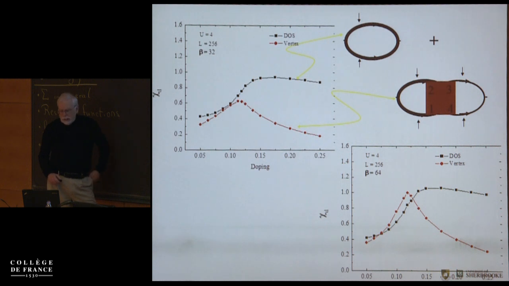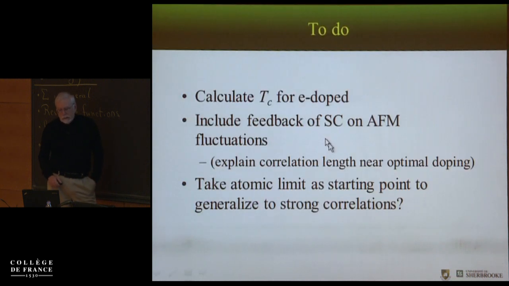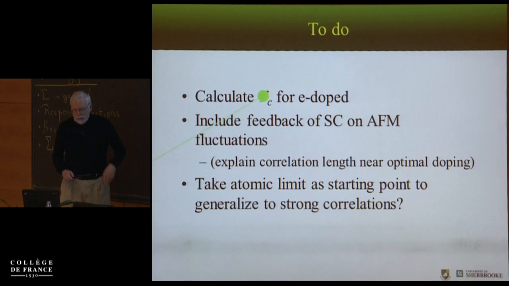So when x equals 1, it diverges. That's how we got the Tc. So I would say that these are open questions. I don't know why we have not done that yet, but I guess it's just because the people who were running the programs are gone. But we can calculate Tc for the electron-doped case, some realistic calculation, and include the feedback of superconductivity and antiferromagnetism. This is not done. Perhaps that will explain the correlation length near optimal doping.